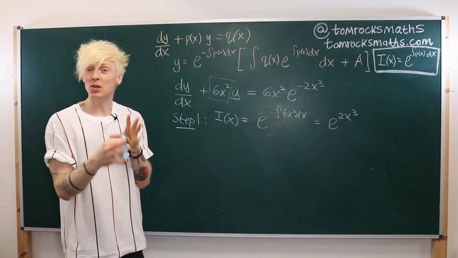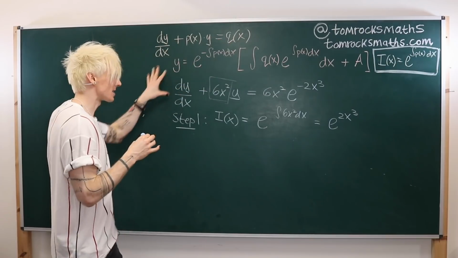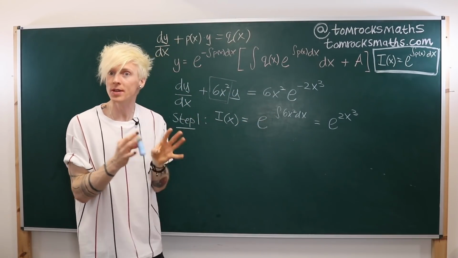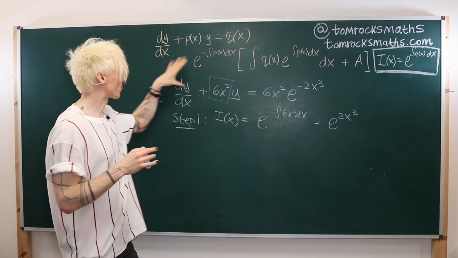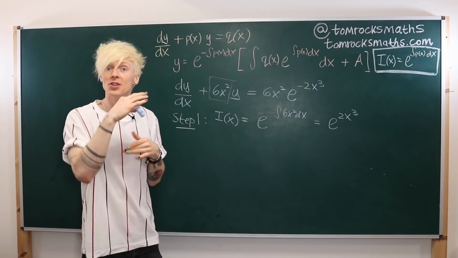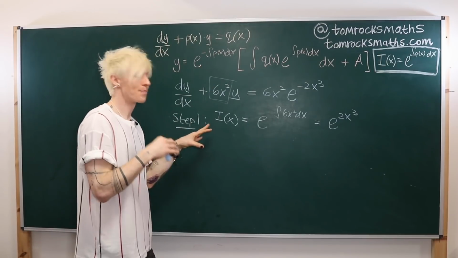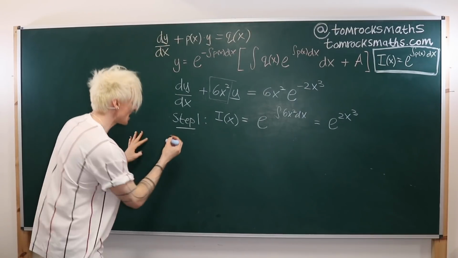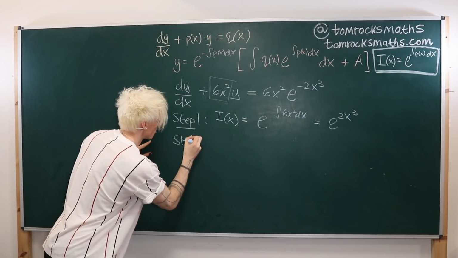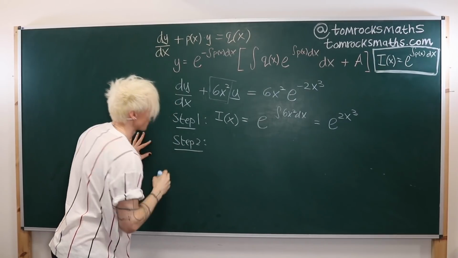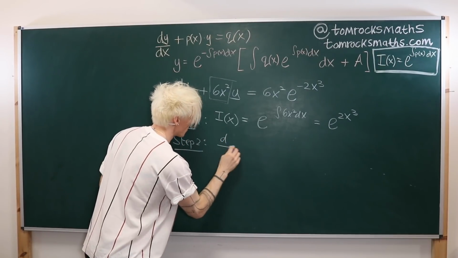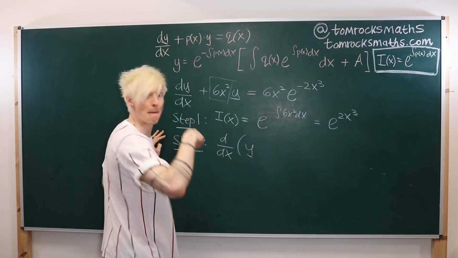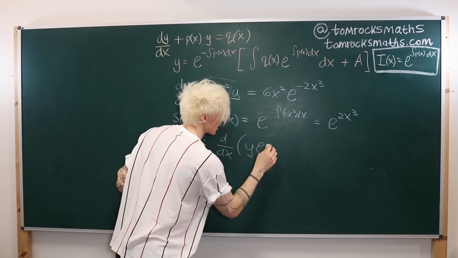Now step two, remember, is to multiply the whole equation by our integrating factor, e to the 2x cubed. And then we can always rewrite the left-hand side, precisely by the way in which we constructed this. We know this will always be true. We can write the left-hand side as the derivative of y multiplied by the integrating factor. So here, step two tells us that the left-hand side, when we multiply through, will be d/dx of y multiplied by the integrating factor.